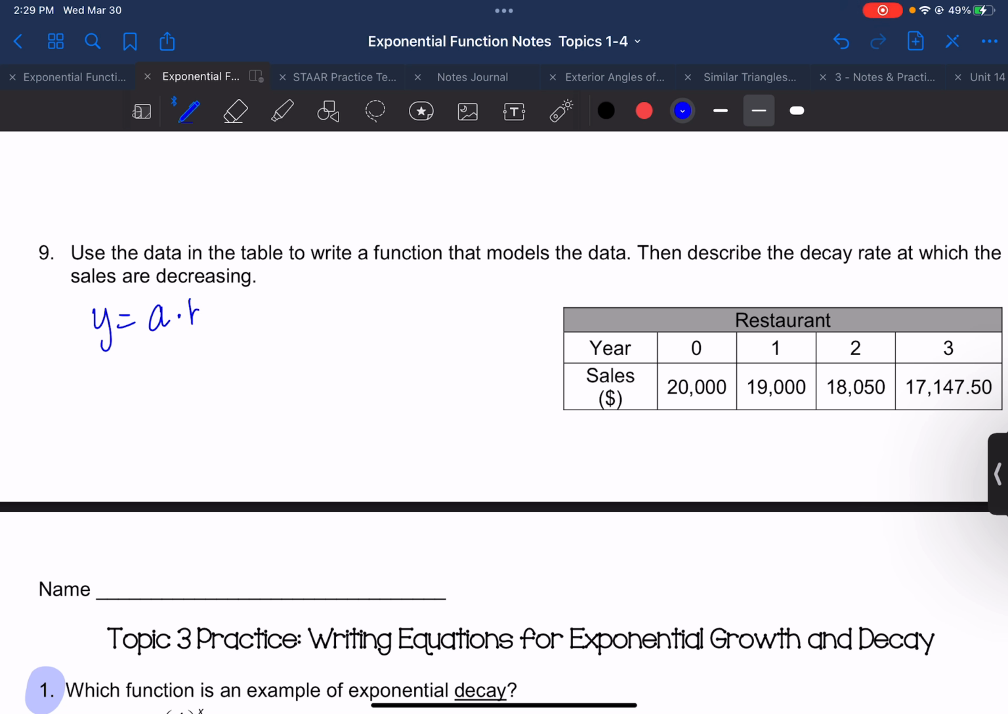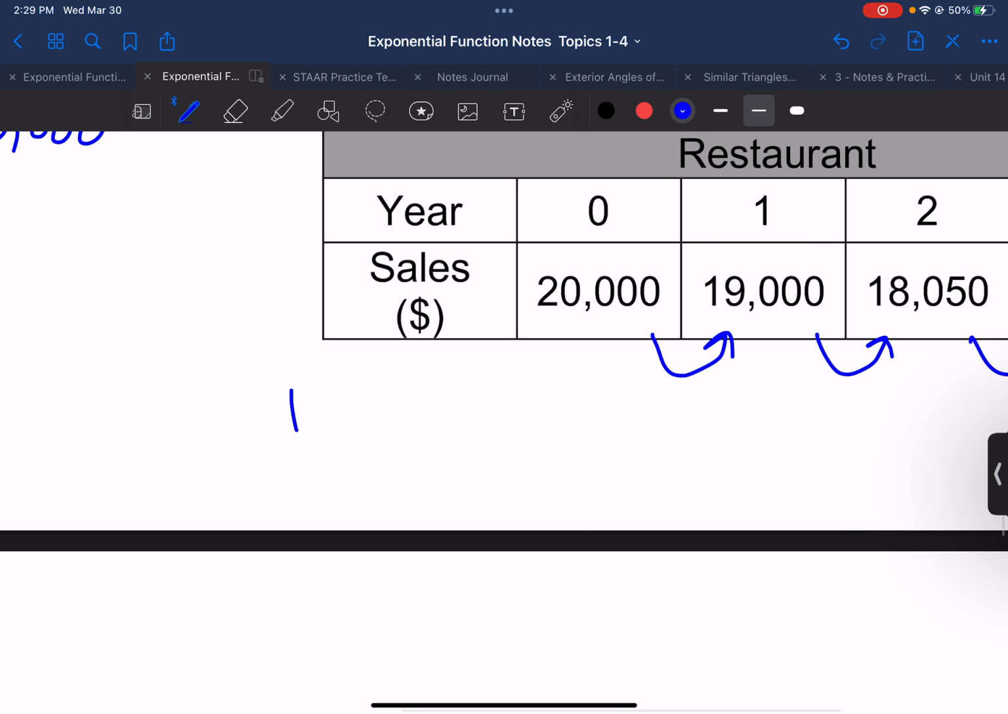So here's what we're going to do first. First, we need to put it in this form right here: y equals a times b to the power of x. All right, we already know a is the initial value, so that's going to be 20,000. My b value is my multiplier. Now, I can't easily figure out what is being multiplied from here to here. If you can't easily tell that, remember, to find your b value, you take your new y value and divide it by an old y value. So I'm going to do 19,000 divided by 20,000.